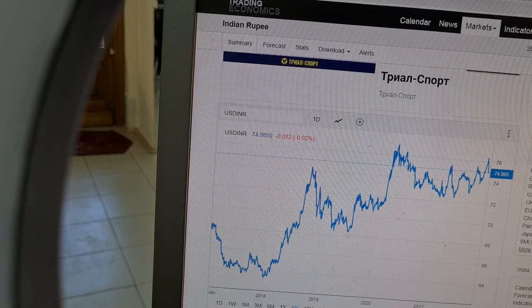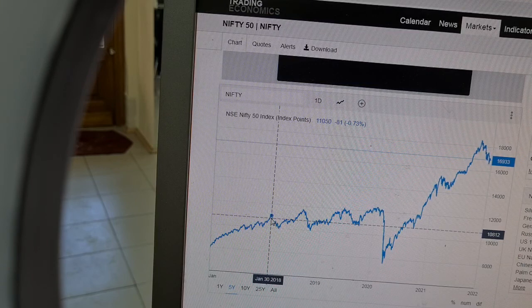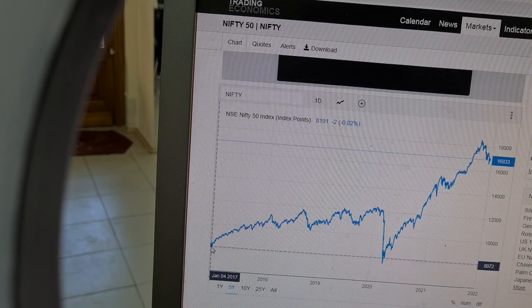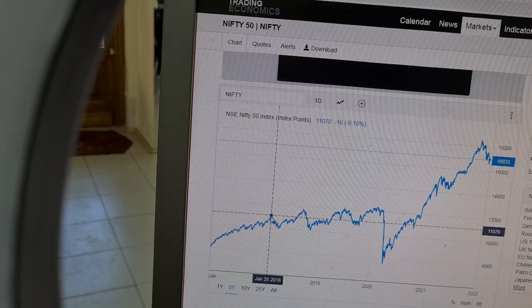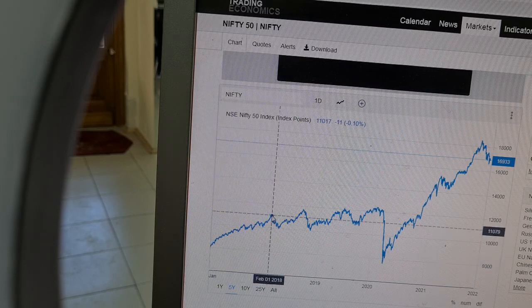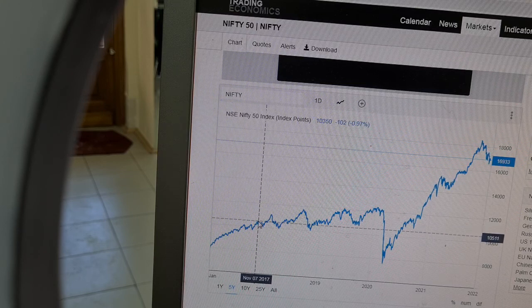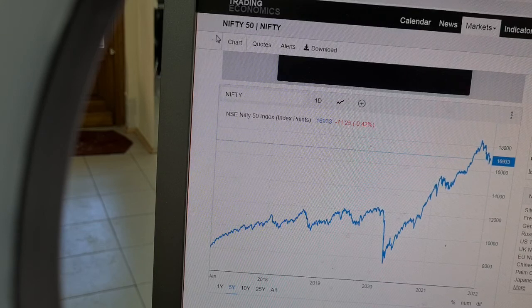And correspondingly, if you look at the behavior of the Nifty 50, you can see that it went up by almost 32% during the same time, from around 8,000 to 11,000 almost. If we take it to January, then it will be like 10,800 something. So 32%.